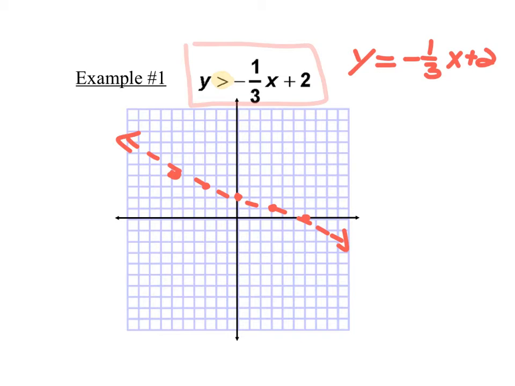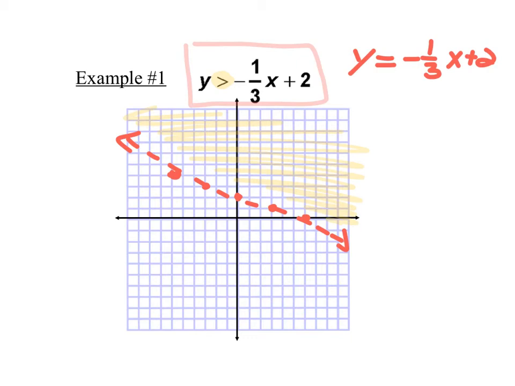Now last step. You have to ask yourself, am I talking about solutions greater than this boundary line, or am I talking about solutions less than the boundary line? Well, it's a greater than symbol, so that means I'm talking about solutions greater than my boundary line. And what that means is I need to shade above the boundary line. Okay? Above the boundary line. So that's where I would shade.